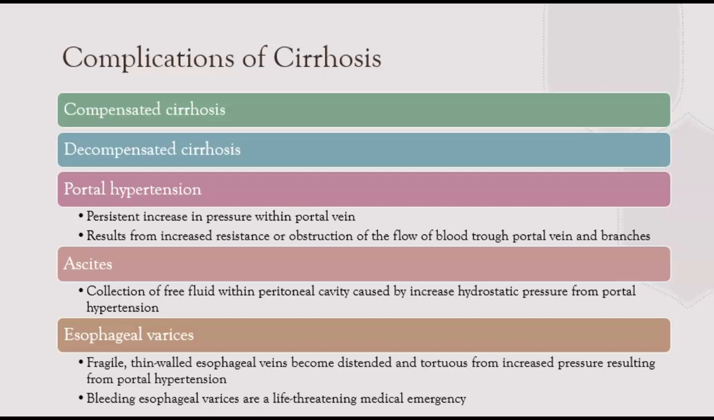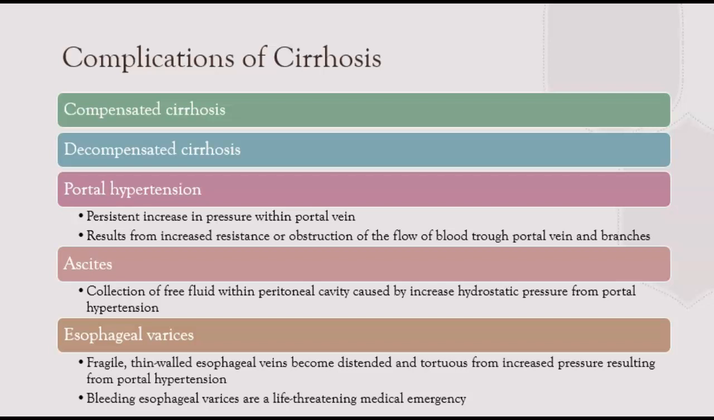Ascites is the collection of free fluid within the peritoneal cavity. This is caused by increased hydrostatic pressure from that portal hypertension. The liver is not able to produce albumin because of impaired liver cell functioning, and albumin is what keeps the plasma in the intravascular space. So that fluid is going to shift from the intravascular system to the abdomen, and this is called third spacing, and that's where you get your ascites.